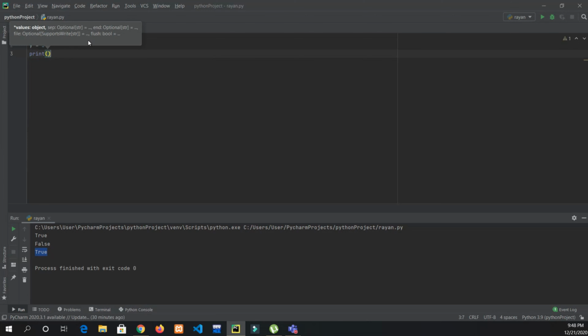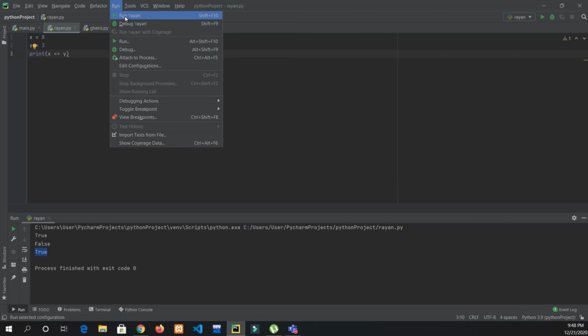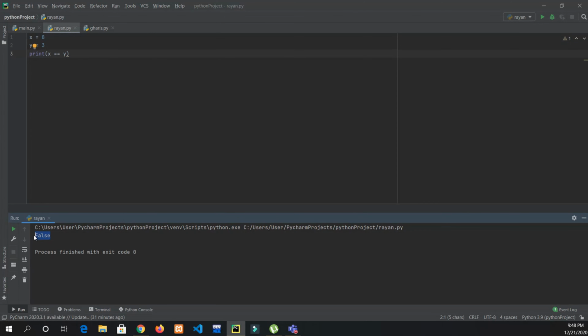Print x equals equals y. This means x is equal to y. These are comparison operators. The result is False, because 8 is not equal to 3. But if we write 8 equals equals 8, the result is True.